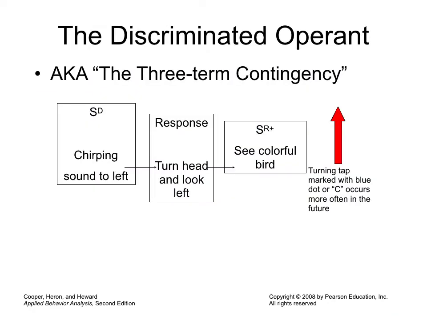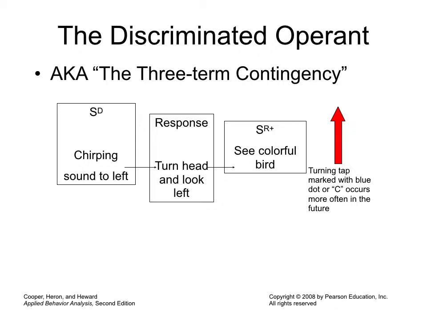Now, let's talk about S D, a discriminative stimulus. S D, discriminative stimulus, is an antecedent stimulus correlated with the availability of reinforcement for a particular response class. Responding in the presence of the S D produces reinforcement.